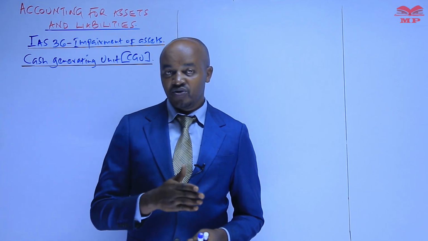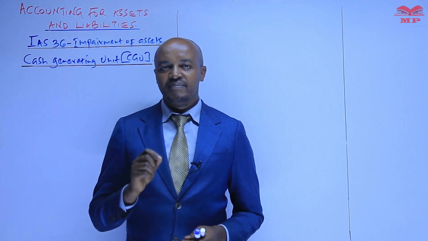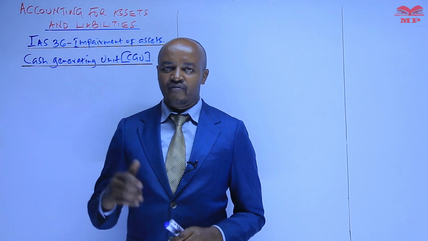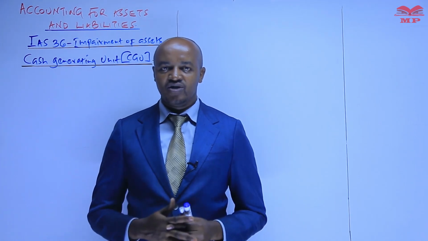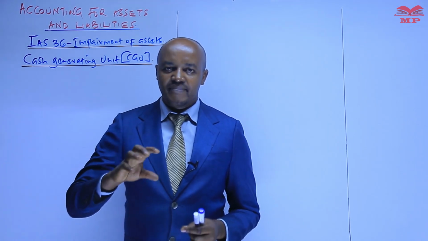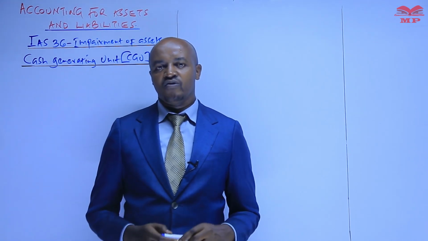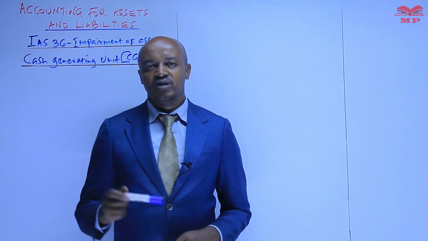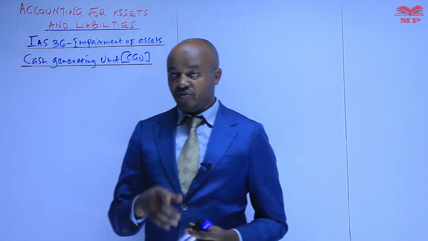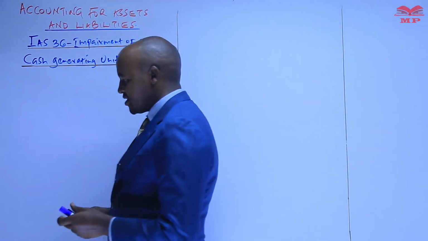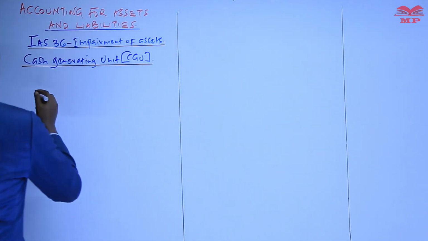As we are going to see later on, in determining the impairment loss of a cash generating unit, we determine the impairment loss of the entire group of assets and not the impairment loss of the asset within that particular CGU. But before we do that, let's first define what a cash generating unit or a CGU is.